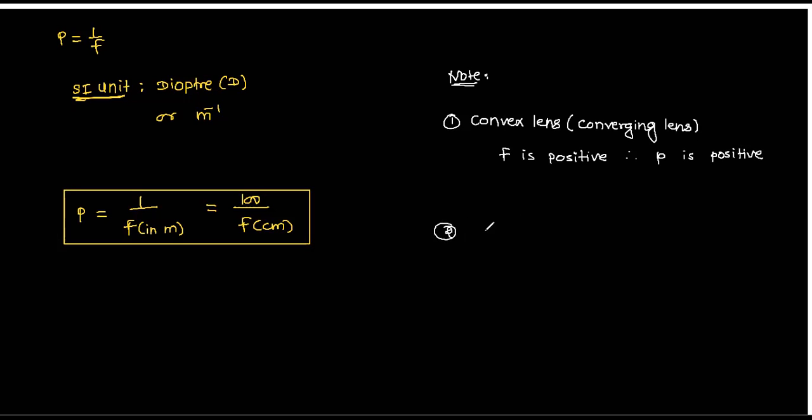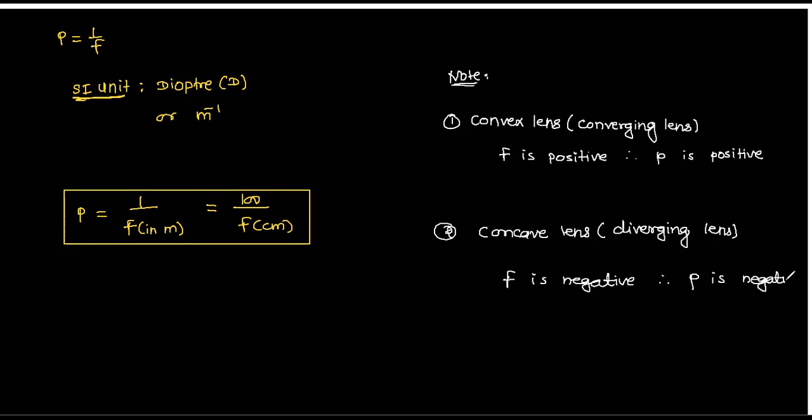Second point, concave lens. It is which type of lens? Diverging lens, because it diverges all the rays, right? So for this f is negative, and therefore power P is negative. For which lens? Concave lens. Convex lens power is positive. Concave lens power is negative. Keep it in mind. Okay.